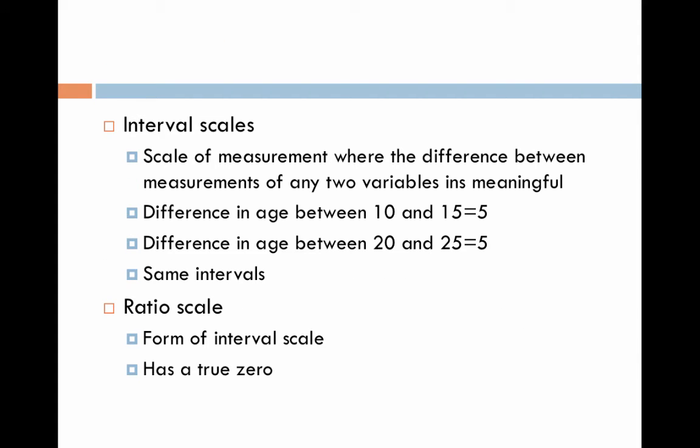Interval scales, however, do have meaning in the differences between values. So difference in age, right? Between 10 and 15 is 5. 20 and 25 is 5. Those are the same intervals, and there's a numeric value. A ratio scale is a form of an interval scale, but it has a true 0. So that would be something like weight, right? You can weigh 0. Money, you can have 0 money, but the distance between units of money has meaning. And temperature in Kelvin, right? Absolute 0.